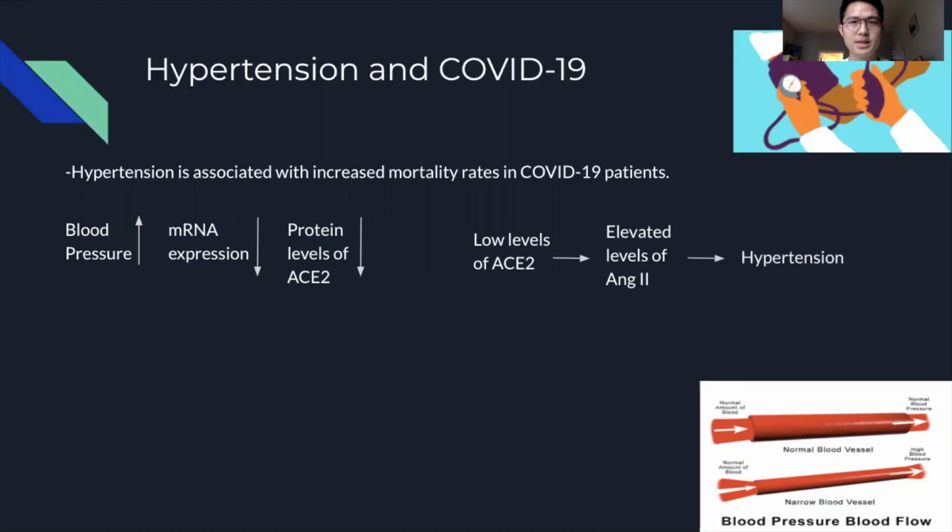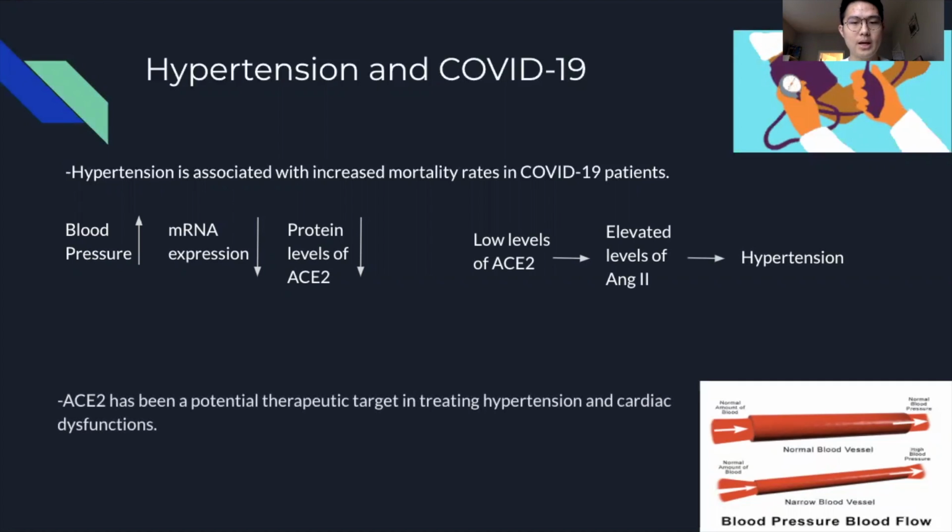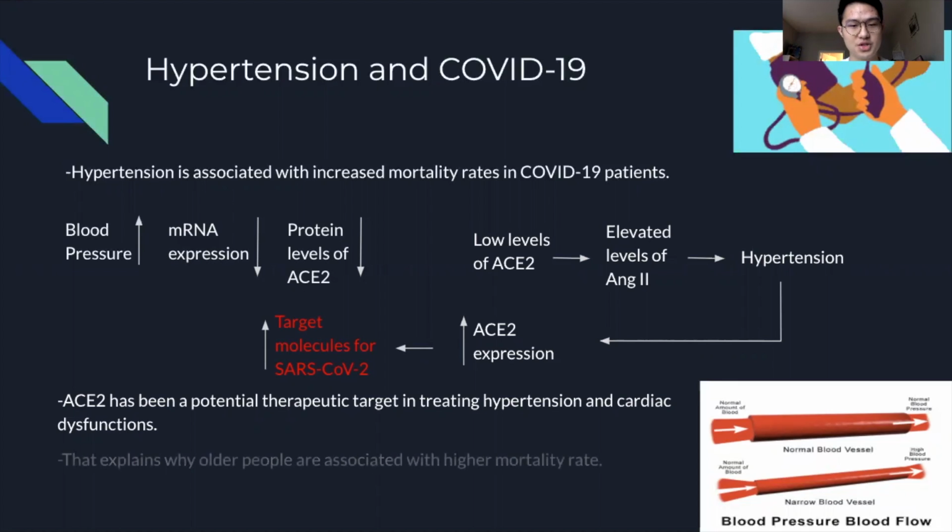How is our body going to respond to hypertension? The answer is to upregulate ACE2 expression. Animal studies have suggested that ACE inhibitors and angiotensin receptor blockers may upregulate ACE2 expression, and thus increase the availability of target molecules for SARS-CoV-2. That explains why older people who have comorbid conditions such as hypertension are associated with higher mortality rates.